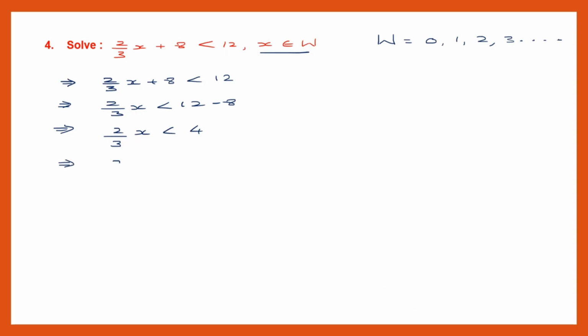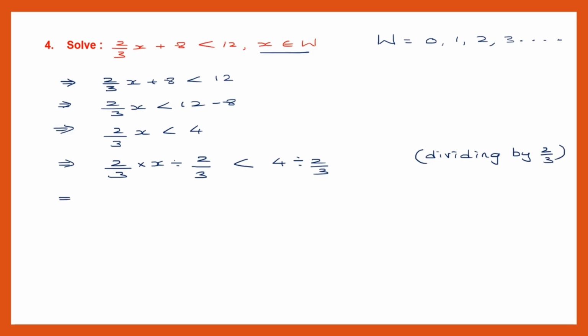That means we do it this way. We say 2 by 3 into x, divided by 2 by 3. And on the other side also we should do it: 4 divided by 2 by 3. So here also we have to divide by 2 by 3. So what have we done? We are dividing both sides by 2 by 3.